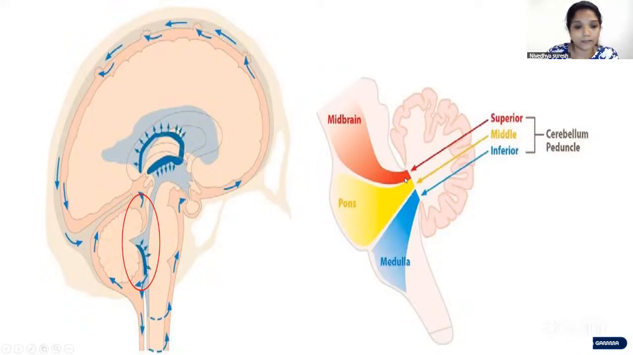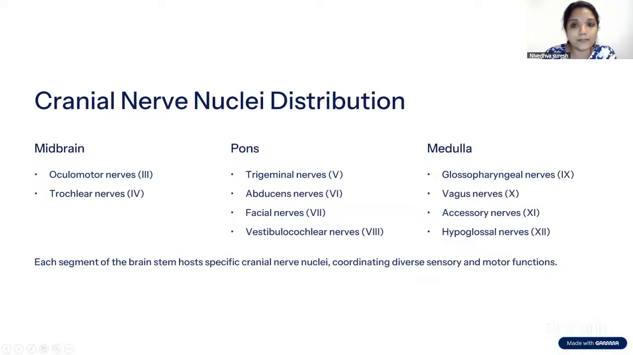Okay. So next we are going to see the cranial nerve nuclear distribution in the brainstem. See, brainstem houses our cranial nerve nuclei, and except the first and second cranial nerves, all the remaining cranial nerves, that is cranial nerve number 3 to cranial nerve number 12, exit or emerge from the brainstem, and their nuclei are situated deep inside the brainstem.